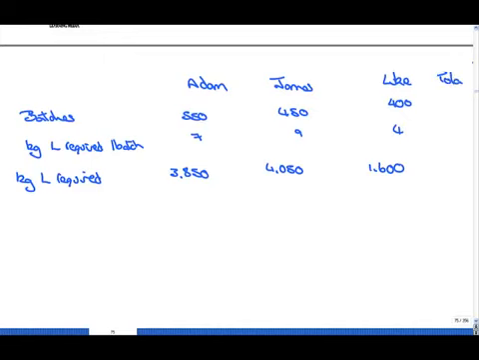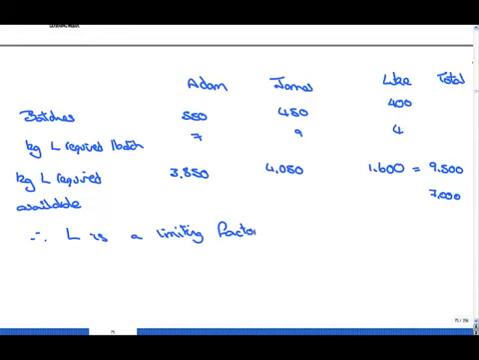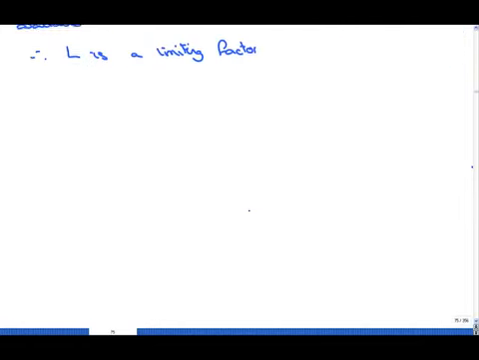So if we total those up, we can see that we need 9,500 kilos. We've only got 7,000 kilos available, so clearly we have a limiting factor. So let's have a look at how our products should be prioritised.